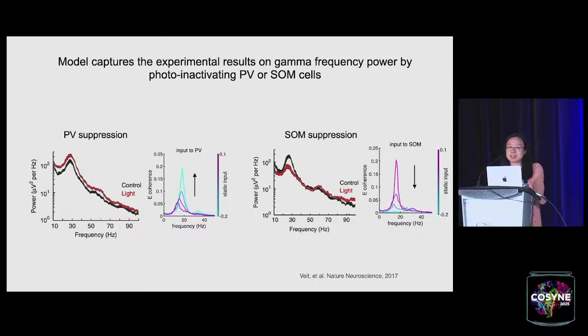Our model is consistent with experimental results from the mouse visual cortex using photoinactivation. In this experiment from the Adesnik lab, when they inactivated the PV neurons, they observed an increase in the power spectrum of the local field potentials across frequency. Our model also predicts an increase in the coherence level. In contrast, when they inactivated the SOM neurons, they observed a large reduction in the power spectrum, particularly around the low gamma frequency range. Our model also predicts a reduction in the coherence.